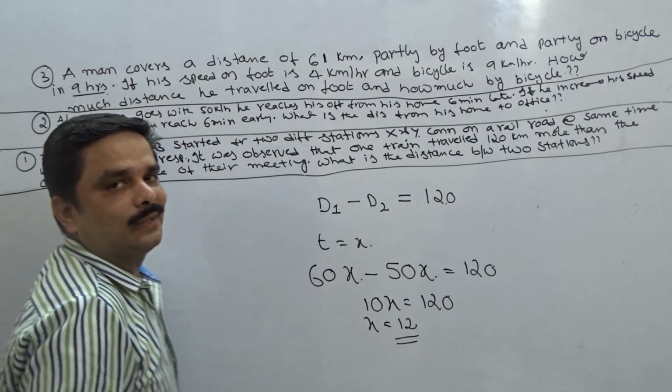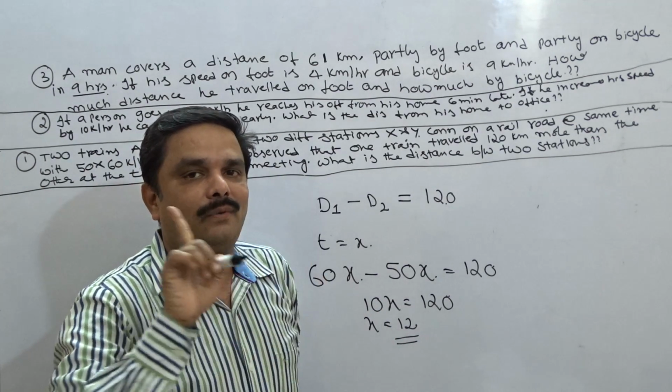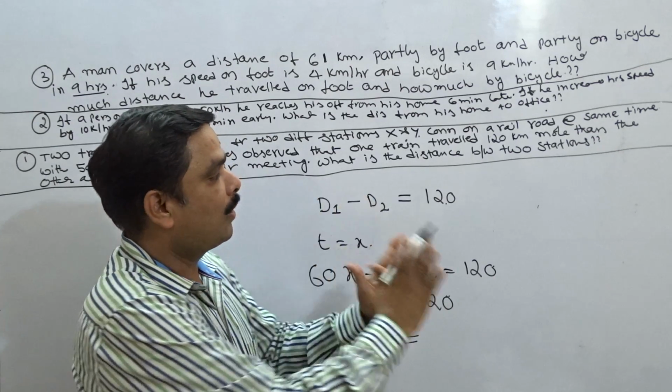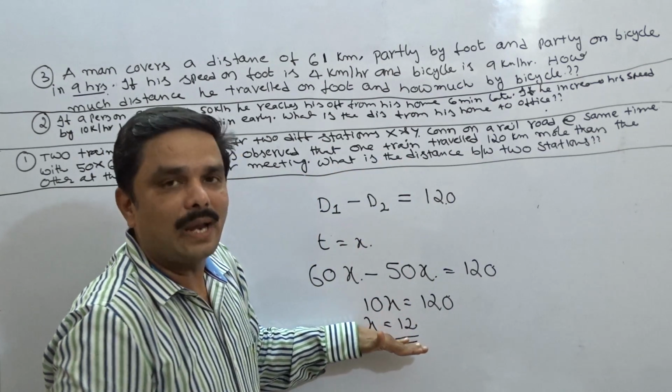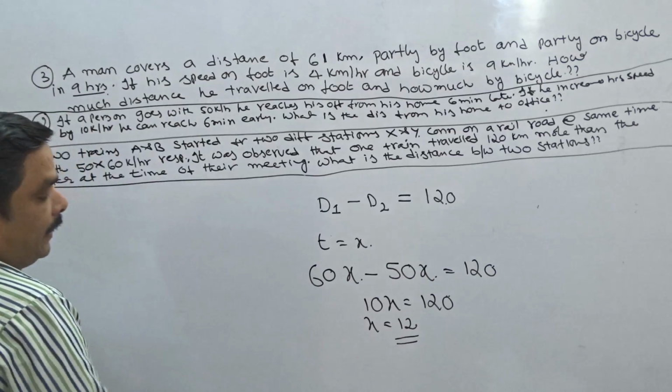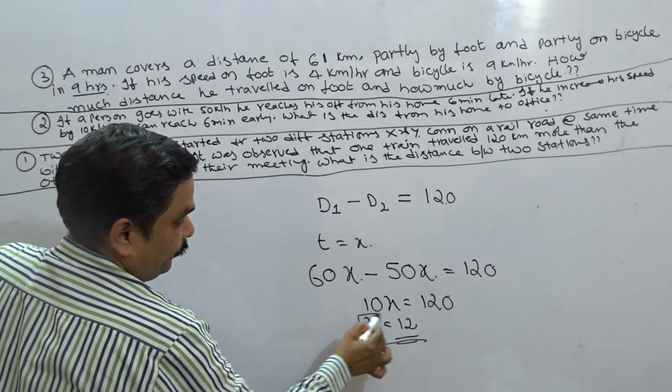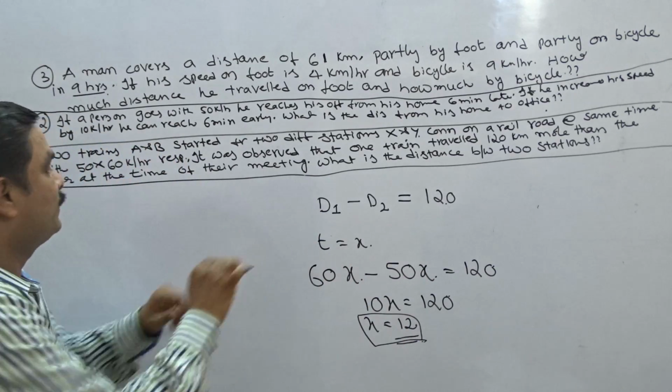What do you mean by x is equal to 12? Both travelled for 12 hours. Means overall time taken for both is 12 hours here. So when time is 12 hours, what is the speed of these trains?